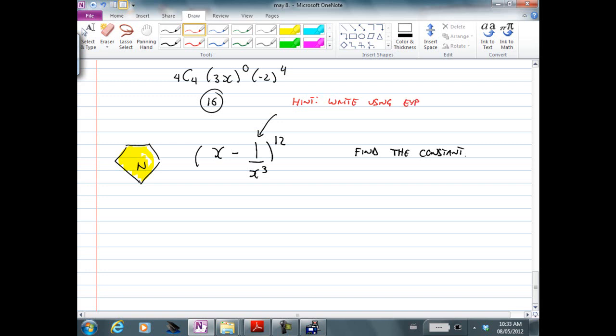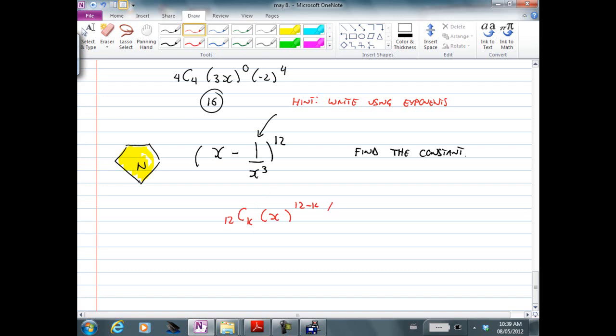What do you mean break it to multiply that? Here we go. Now, I'm going to set this question up into 12Ck. I don't know what k is. I'm going to set it up. 220. X to the power of 12 minus k.